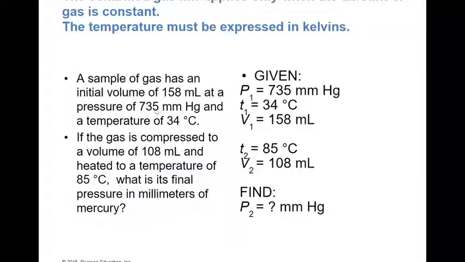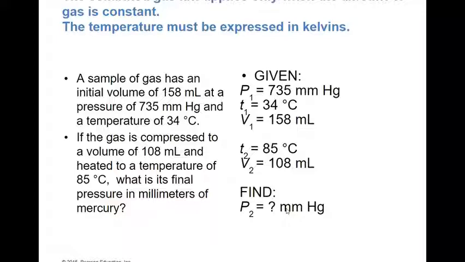Here it says a sample of gas has an initial volume, V1, of 158 milliliters at a pressure of 735 millimeters of mercury and at a temperature of 34 Celsius. If that gas is now compressed to a smaller volume and it's heated up to 85 degrees, what is the final pressure in millimeters of mercury?